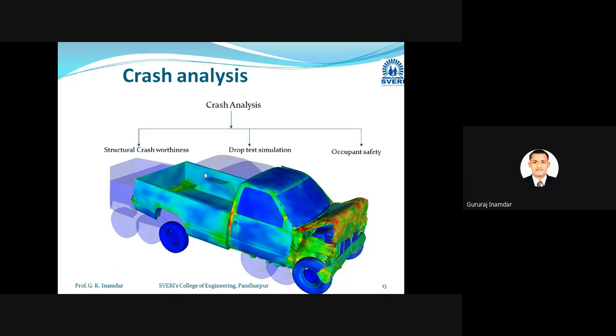occupant safety. Occupant safety is to find out the crash or human body related effects. For example, orthopedic operations. This type of analysis is required.